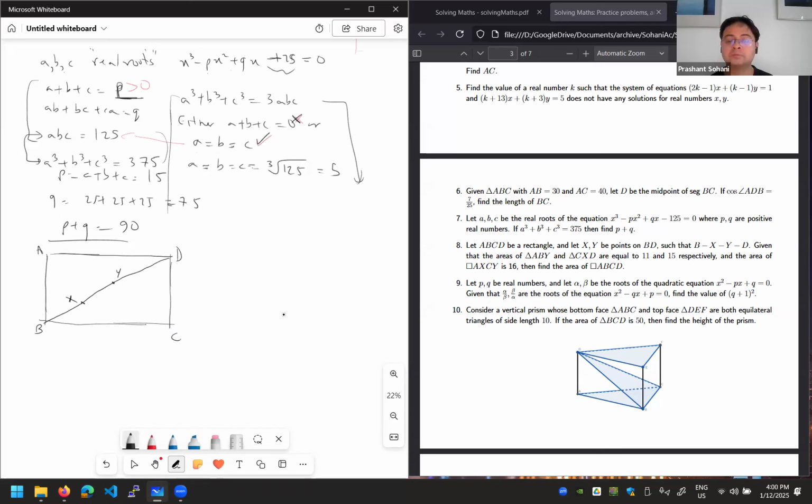Yes, go ahead. So what is given is ABY and CXB are given. And AXCY is also given, and we want to find the area of the entire rectangle ABCD. Okay, so what do we do first?